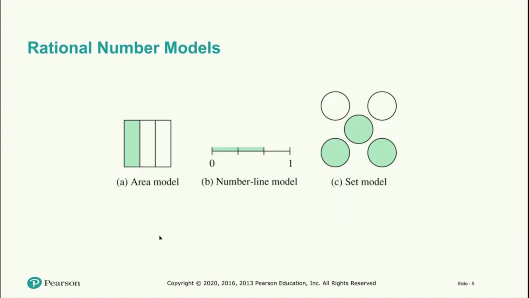There are different models for representing a fraction. Here we're looking at an area model where in this figure 1/3 of the figure is shaded, so the shaded part would represent 1/3. In this number line scenario, 2/3 of the distance between 0 and 1 is shaded, so that would represent 2/3. In this set model, we have 5 elements in this set, and 3 of them are shaded, so that would represent the number 3/5.